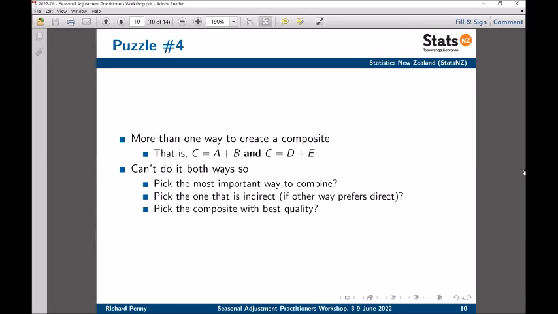So do we pick the most important way? A plus B may be the regions, and D plus E may be industries. One may be more important for indirect. Or do we just pick the composite with the best quality?